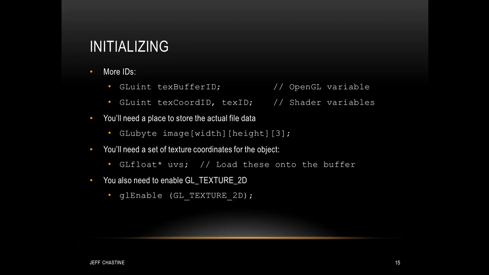We also need a place to store the actual image data in our OpenGL program. So in this case, notice that we have an array of GL unsigned bytes called image, and image is actually going to be a three-dimensional array. It's going to have a width, it's going to have a height, and in its third dimension, it's going to have red, green, and blue components. We're also going to have to push the texture coordinates into the buffer, so in this case, we'll have an array of GL floats called UVs. And we'll also have to turn texture mapping on, so we'll do this through GL enable.